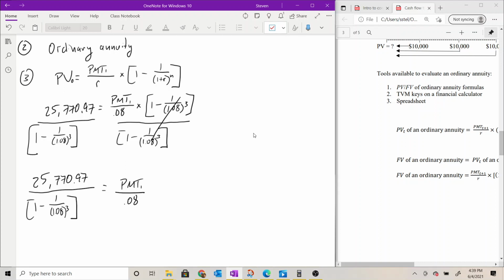All right, I've almost got payment by itself here. What I need to do to get it by itself is multiply both sides by 0.08.